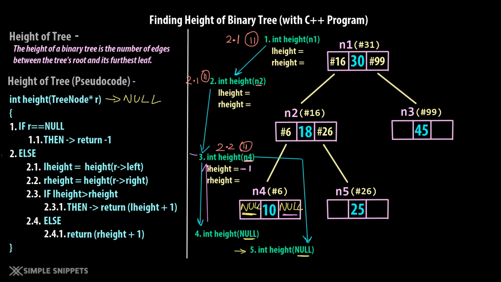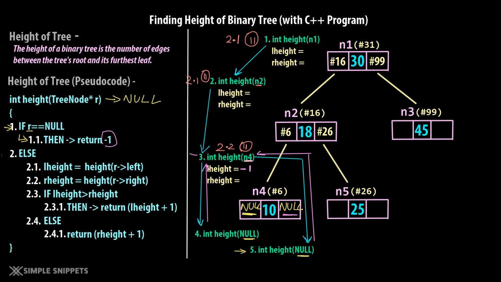When r becomes null, the first step itself gets true because r equals null, and we will go inside this if block. We say then return -1. So now we will return from this fifth function call back to the calling function. And who called this fifth function call? You can see the arrow. It was called by this third int height call, and we will return with the value of -1.